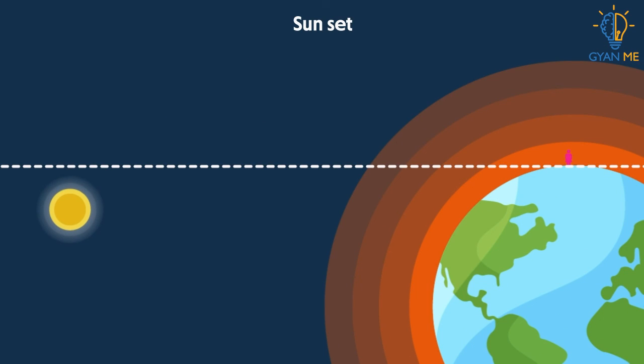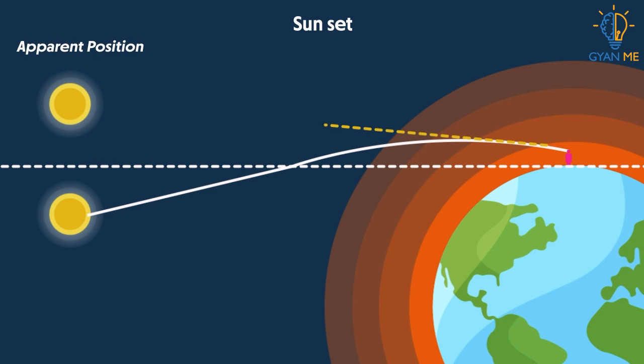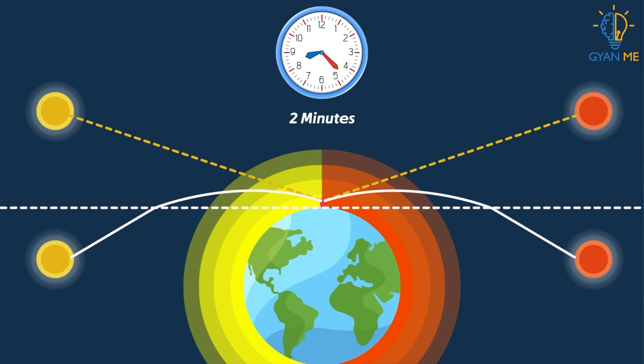Similarly, at the time of sunset, due to the same bending of light rays, we see the apparent position of the sun, which is not its actual position. So the sun is already below the horizon and we see that it is still in the sky. Thus, even after setting, when the sun goes below the horizon line in the evening, we see it still above the horizon for 2 minutes. As a result, we see the sun for 2 minutes more in the evening and 2 minutes earlier in the morning. This increases the daytime by 4 minutes.